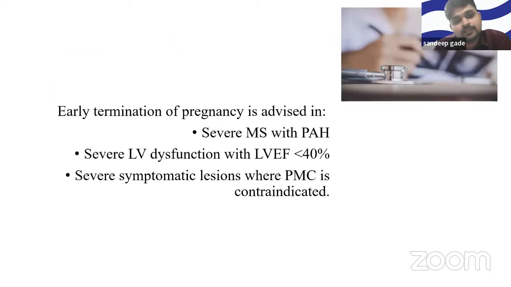Based on the clinical and echo findings, if the patient is found to have severe mitral stenosis with pulmonary artery hypertension, severe left ventricular dysfunction with LVEF of less than 40%, and in severe symptomatic lesions where percutaneous mitral commissurotomy or valvuloplasty is contraindicated, such as in the presence of large LA clots or other valvular lesions and abnormal valve morphology, in such patients early termination of pregnancy is usually advised.